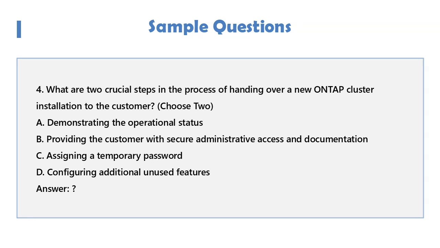4. What are two crucial steps in the process of handing over a new ONTAP cluster installation to the customer? Choose 2. A. Demonstrating the operational status. B. Providing the customer with secure administrative access and documentation. C. Assigning a temporary password. D. Configuring additional unused features.